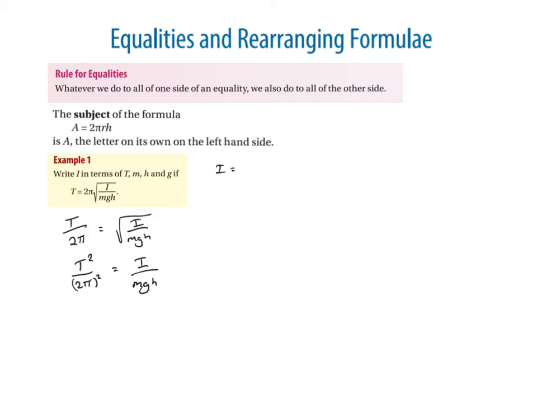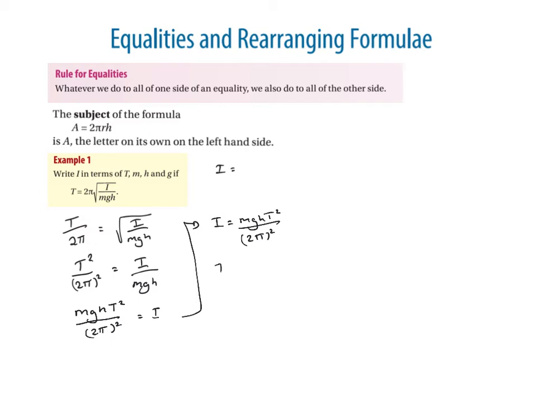I start the story again. I'm at I, I get divided by mgh. What's the last thing that happened to me? I was divided by mgh. Therefore, in order to undo division by mgh, I need to multiply both sides by mgh. So I now have mgh times T squared over 2 pi all squared is equal to I, and I'm now finished. If you want to, you can change it around and say I is equal to mgh T squared over 2 pi all squared.